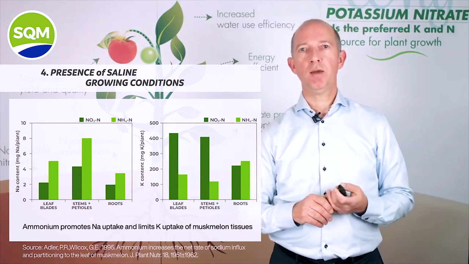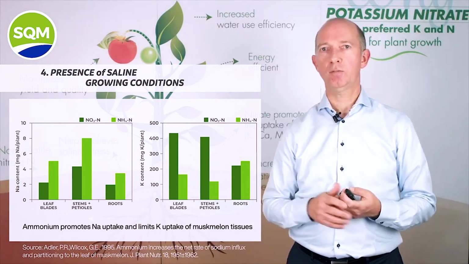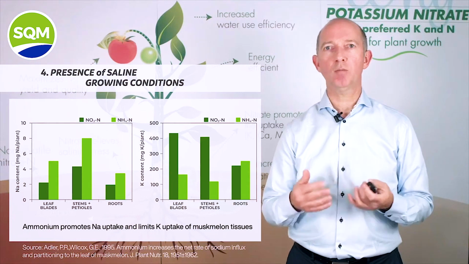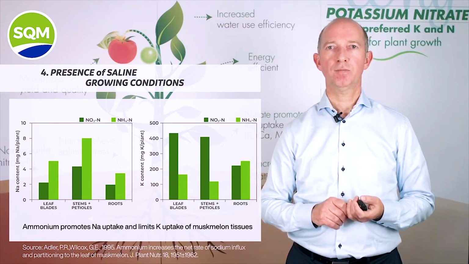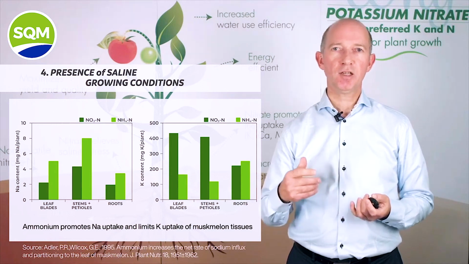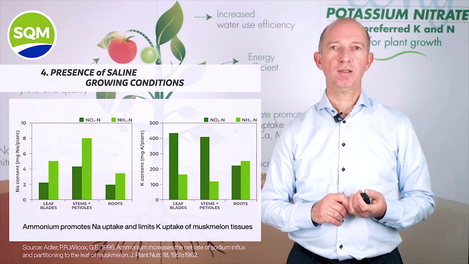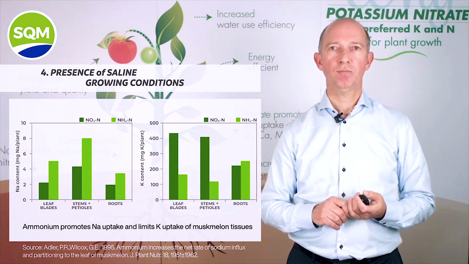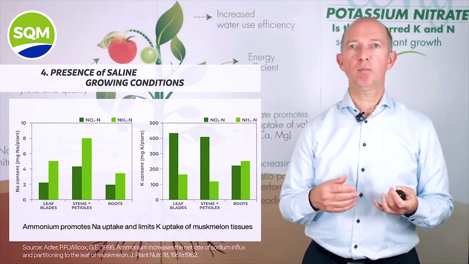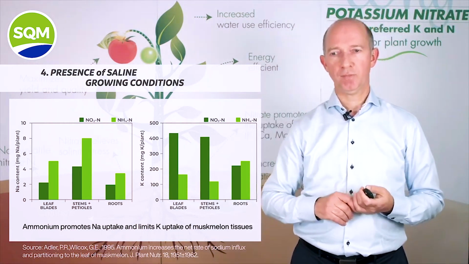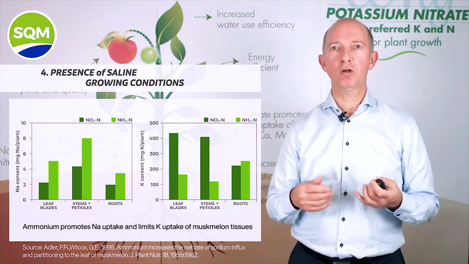So why is this happening? Because ammonium has a positive charge and sodium as well. So one may expect that ammonium competes for the uptake with sodium, but this is not the case. There's an essential step in between in this process, and that step is potassium. In fact, it's potassium that regulates the balance between potassium and sodium in the plant. So potassium regulates the sodium selectivity.